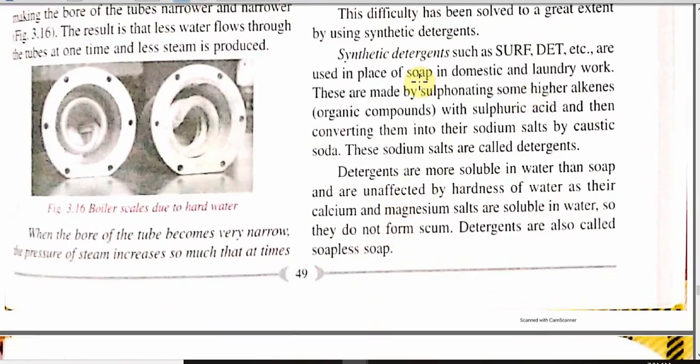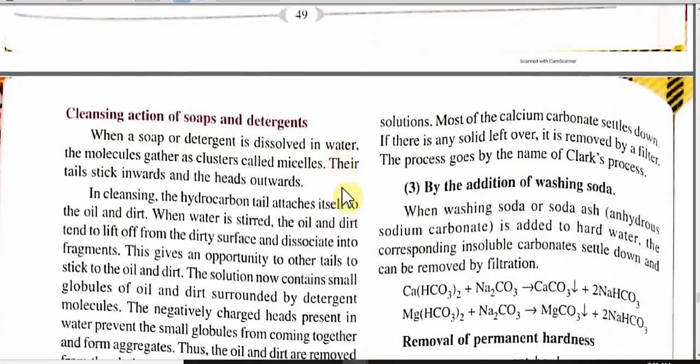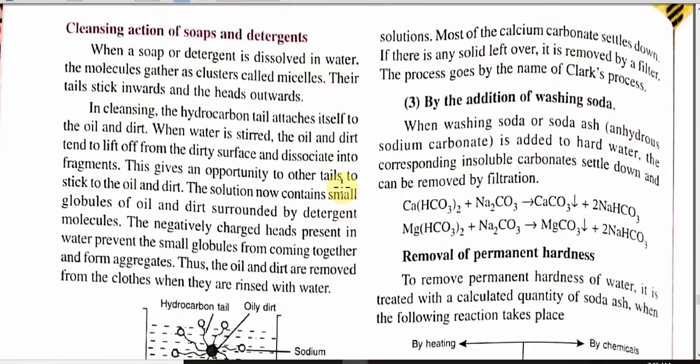They are used in place of soap because soap is not able to produce foam or lather with hard water, but synthetic detergent can form lather with hard water also, because they are made by sulfonating some higher alkenes. Detergents are more soluble in water than soap and they are unaffected by the hardness of water as their calcium and magnesium salts are soluble in water. So if we are using detergent with hard water, soap curd or scum is not formed.